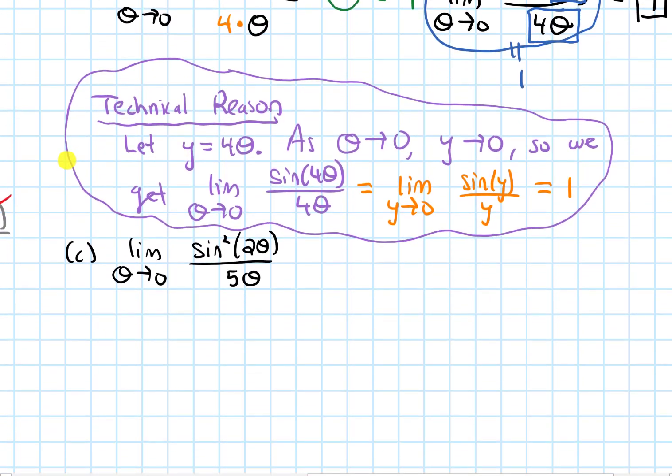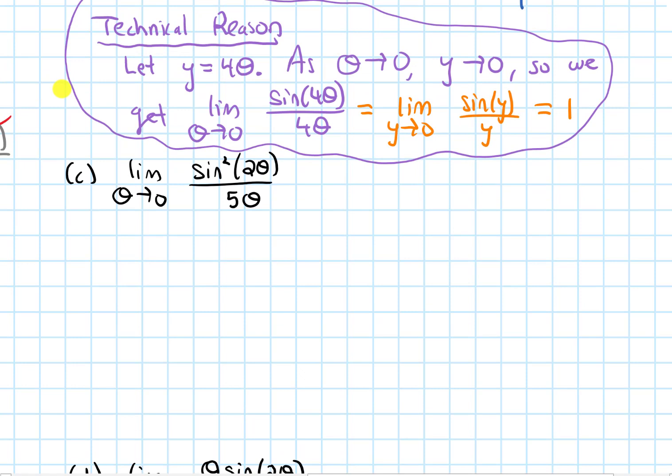All right, so let's look at part C. Up in the difficulty a little bit this time. We got the limit as theta goes to 0 of sine squared of 2 theta over 5 theta. Okay, so we get the limit as theta goes to 0. And now let's split this up. I got two sine terms on the top. So I'll get sine of 2 theta. Let's put it over something.